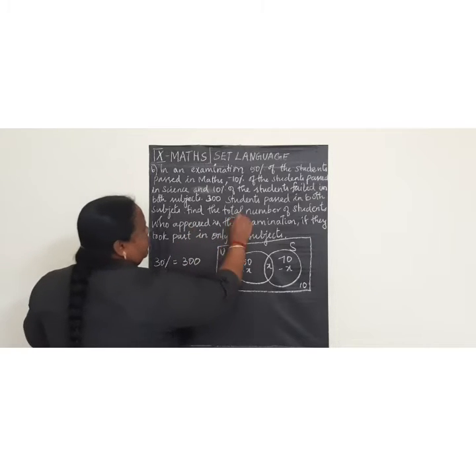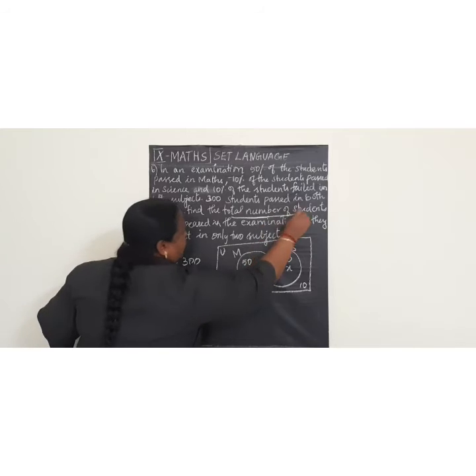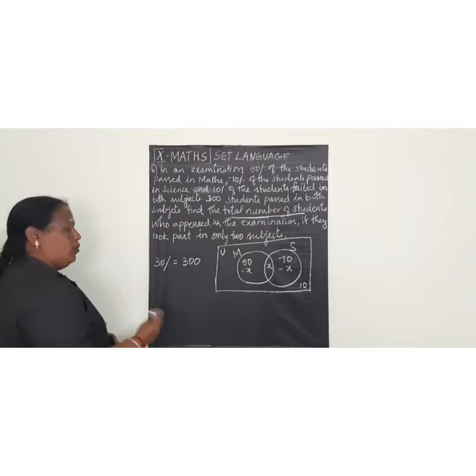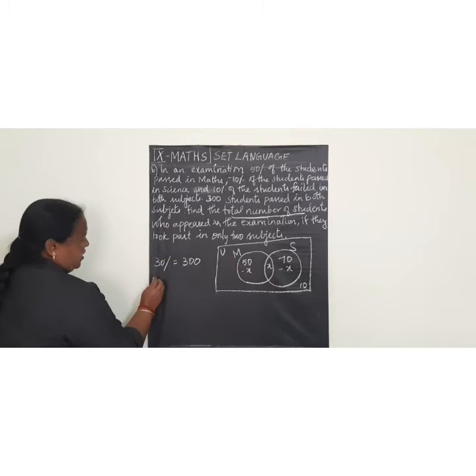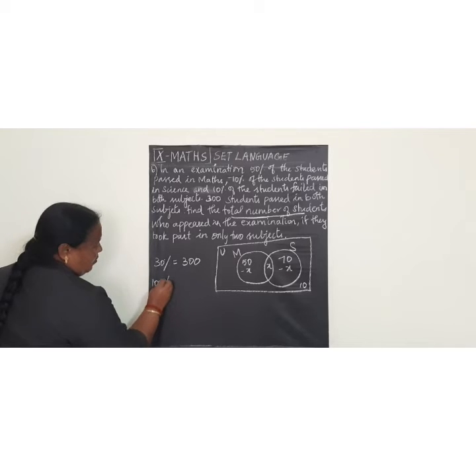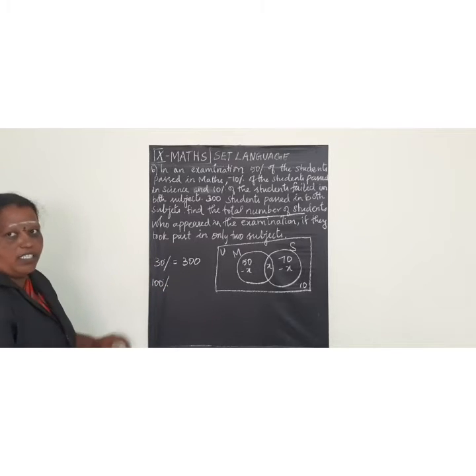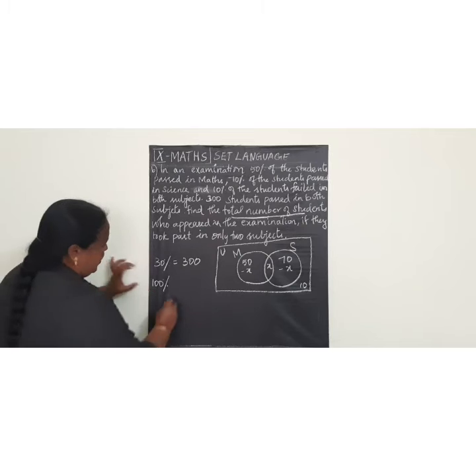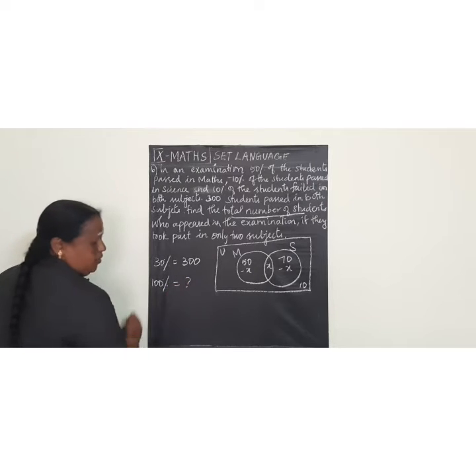But what is our question? Now we have to find the total number of students. We have to find the total number of students. So here percentage is given now. So we have to take total number of students means 100%. So this 100% we have to find how many students are there.